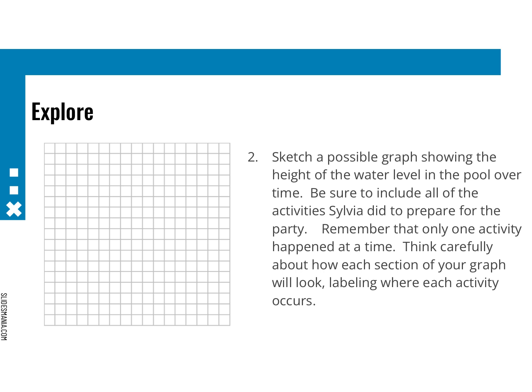Whatever story you have, I want you to sketch a possible graph showing the height of the water level in the pool over time. Be sure to include all the activities Sylvia did to prepare for the party. Remember that only one activity happened at one time. Think carefully about how each section of your graph will look. Label where each activity occurs.